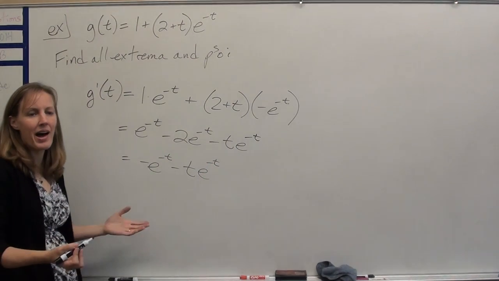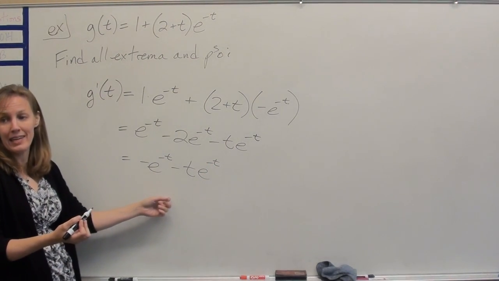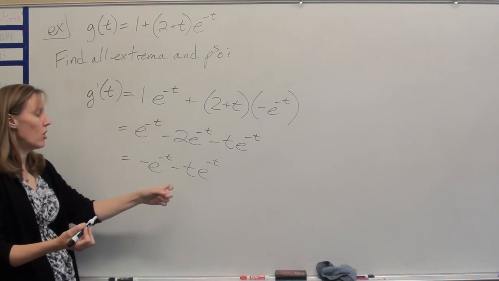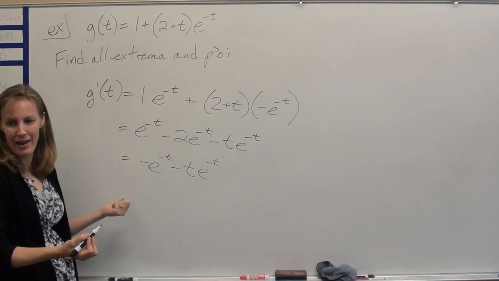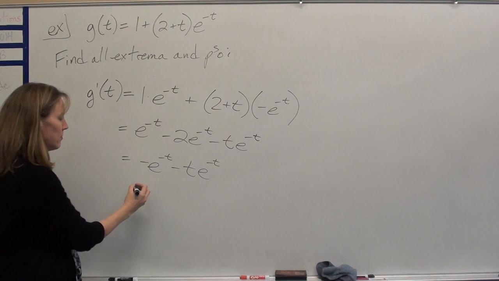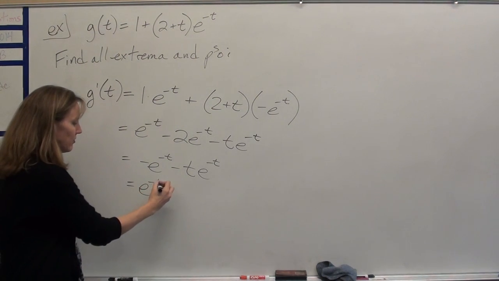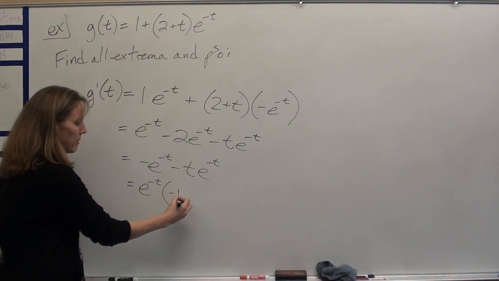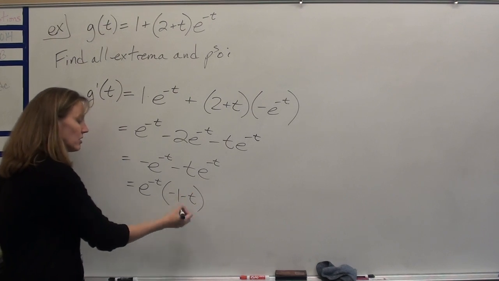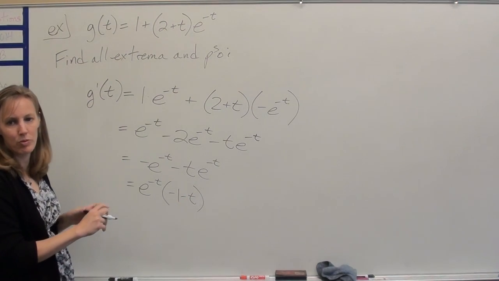So you get negative e to the negative t minus t e to the negative t. Whenever I have to find critical numbers for an e kind of function, you're always going to want to factor that e out, right? So you end up with e to the negative t times negative 1 minus t. Or you could do negative e to the negative t times 1 plus t. Whatever you prefer.